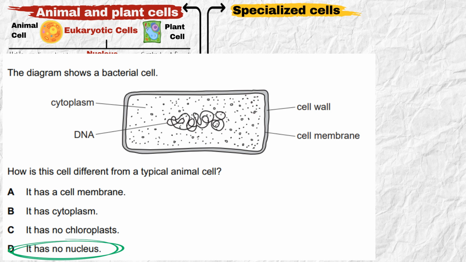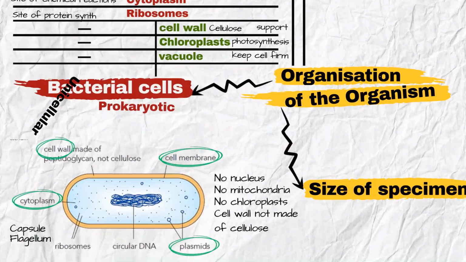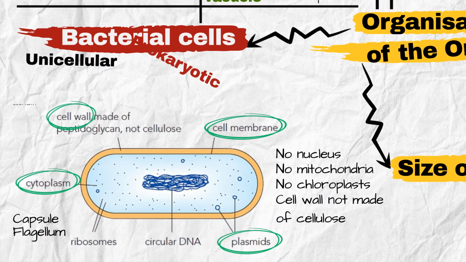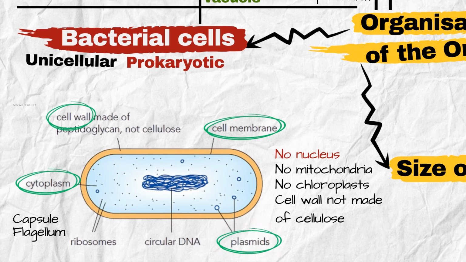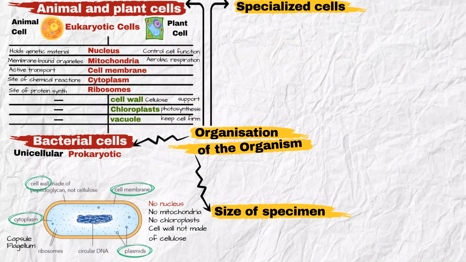true. Quick recap. Bacteria are unicellular, prokaryotic, and have no nucleus. They may have plasmids, capsule, or flagellum. The absence of a nucleus is the most commonly tested difference, and plasmids are the unique structure found only in bacteria. Don't forget that.